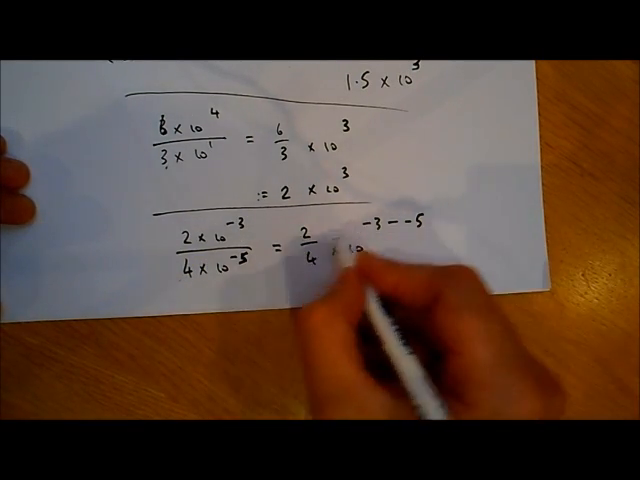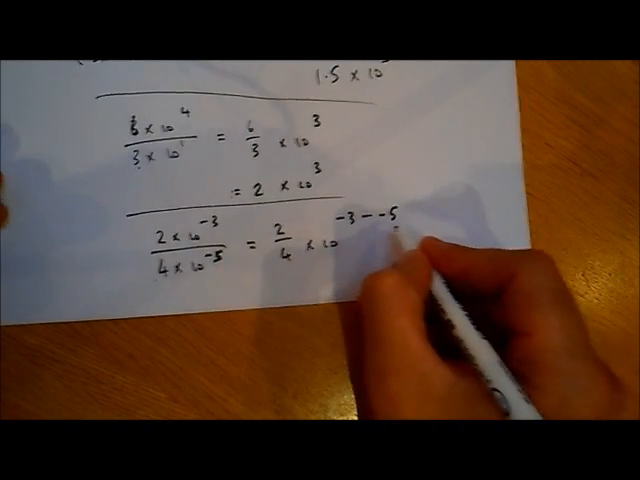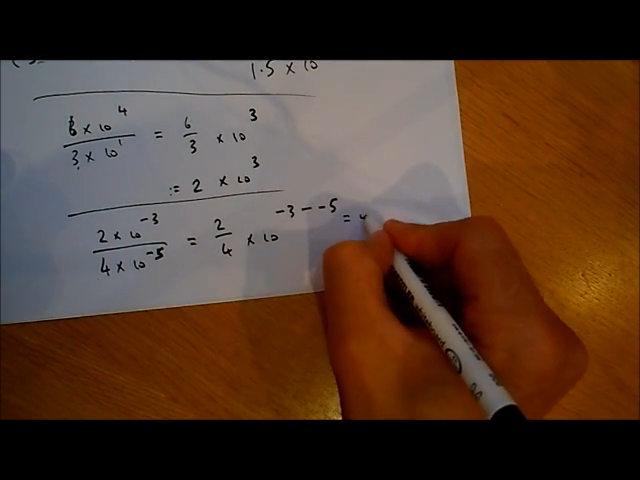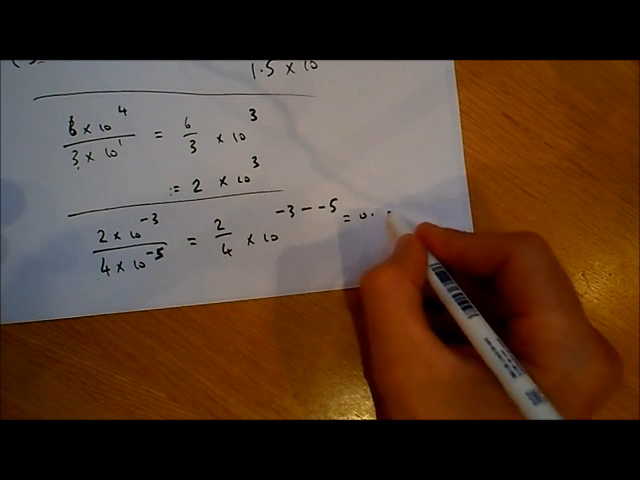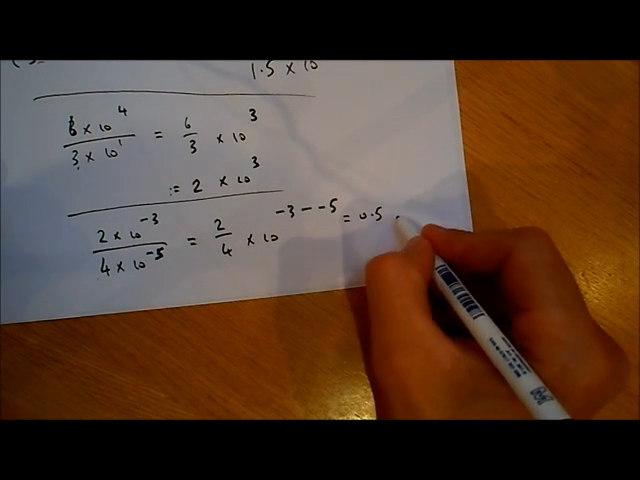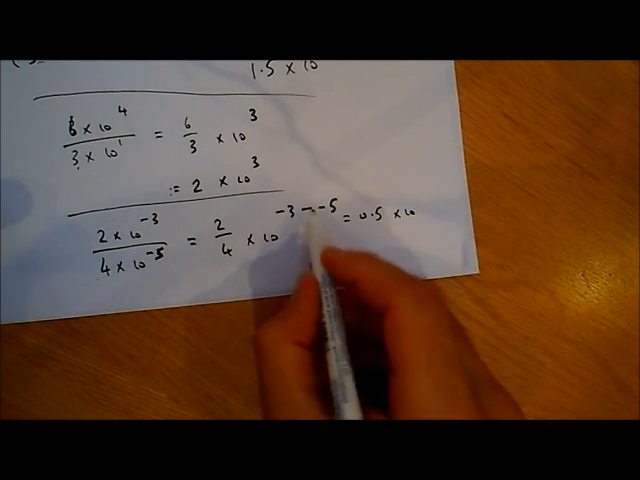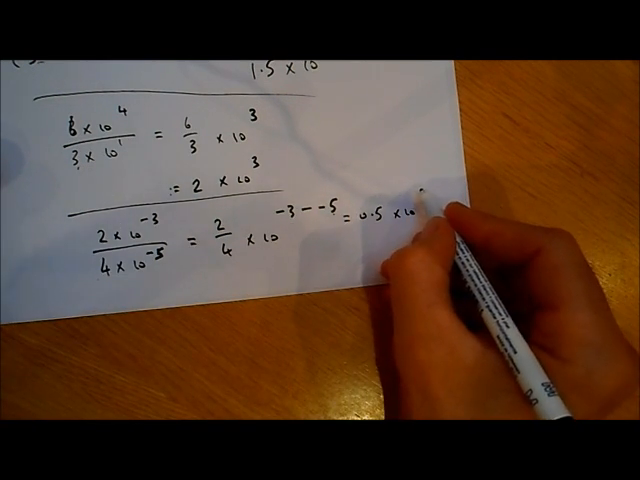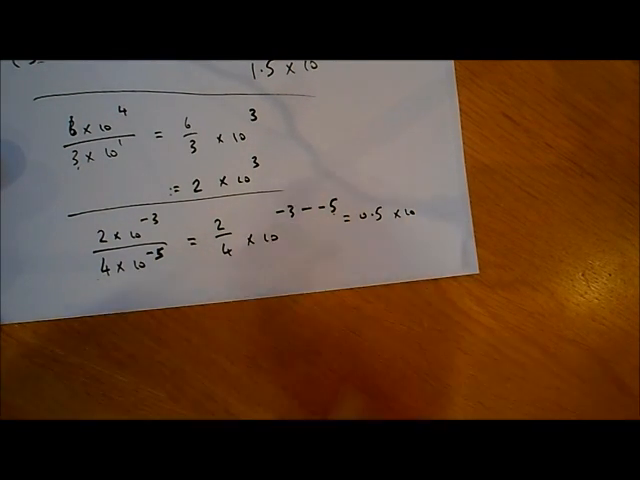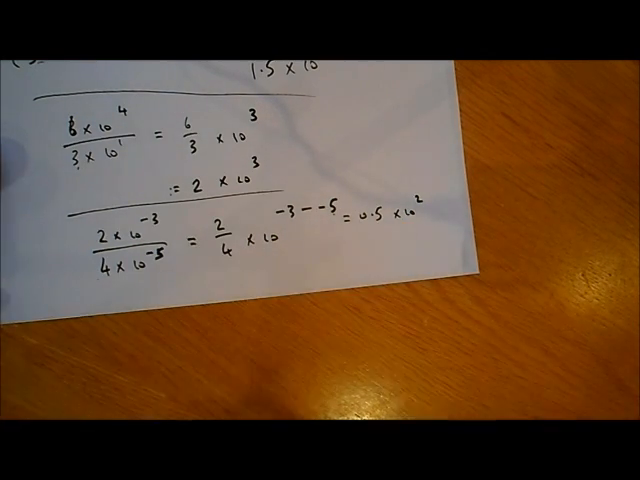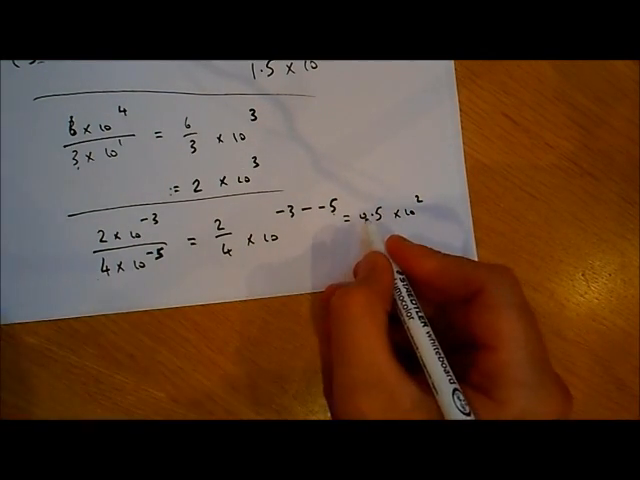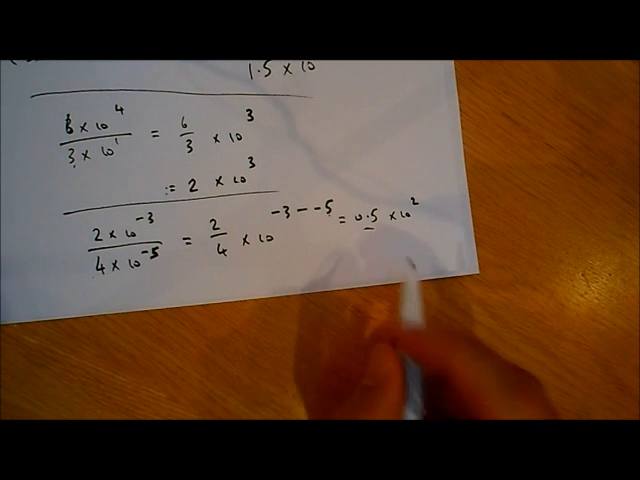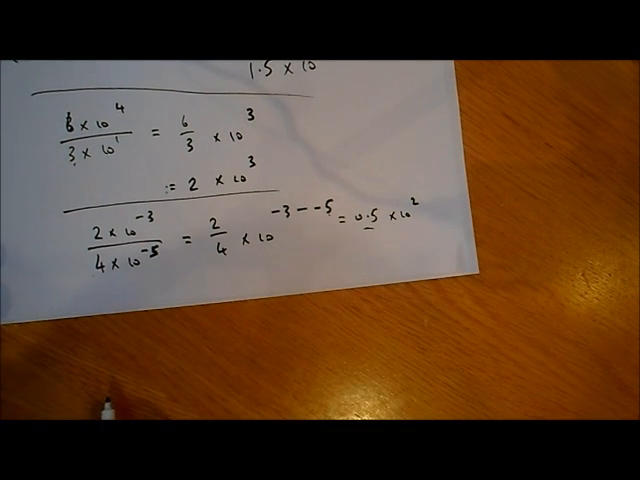So that's really 2 over 4, which is a bit of tidying up on this one to do. So we have 2 over 4 is the same as 0.5 multiplied by 10 to the power of minus 3 minus minus 5, which is minus 3 plus 5, which will give 2. So you have 2 there. But look at this part. The a part here now is not in scientific notation. It's not between 1 and 10. So we want it to be between 1 and 10.